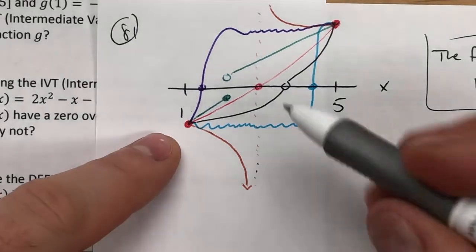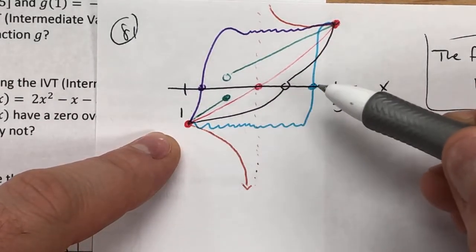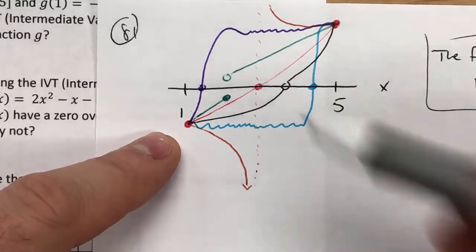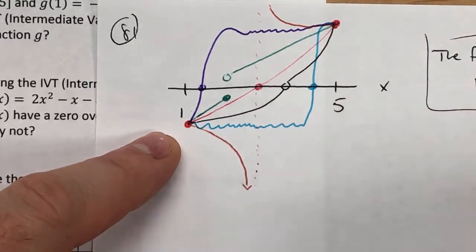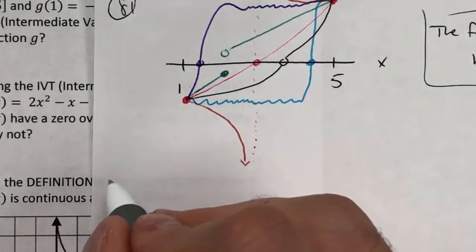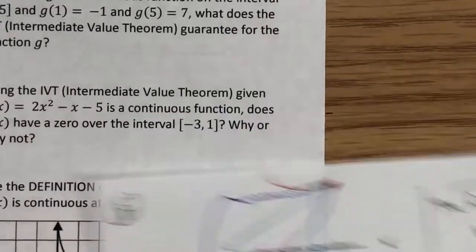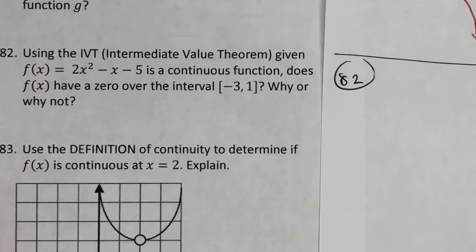The reason why we say at least is the function isn't limited to just passing once. If I want to wiggle right along this line and have a lot of zeros, I can. But it has to have at least 1 because the minimum amount that I could have is 1. Awesome. So that was number 81. Let's take a look at number 82.